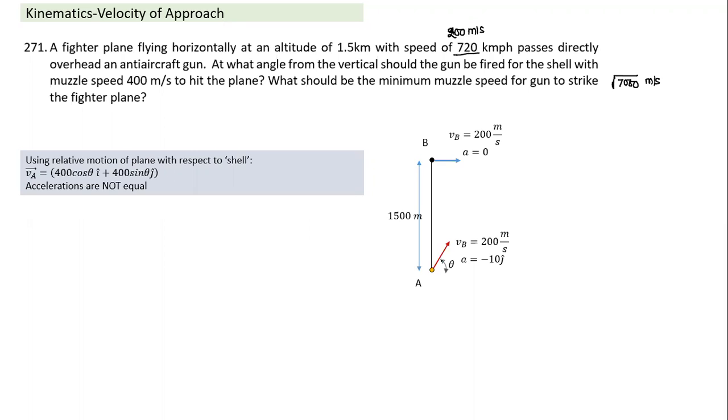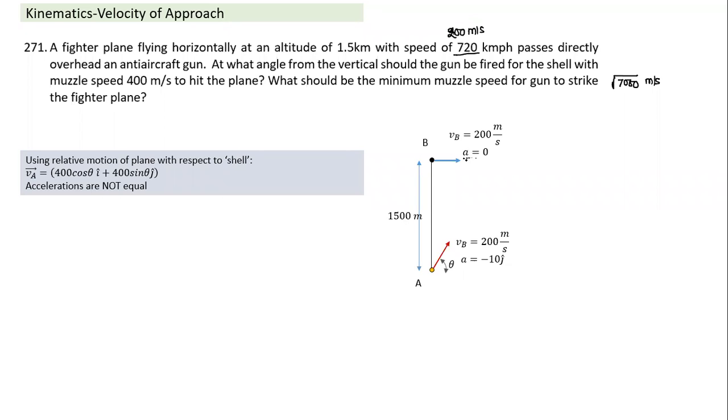Let's say this gun is fired at angle theta from the horizontal. The speed VB, the velocity of the plane, is 200 meters per second. So again, they are along the vertical direction. The direction of VBA should be along this line, and there's an acceleration also. First, let's write these values here. This is 1500 meters. The important point is this has zero acceleration.